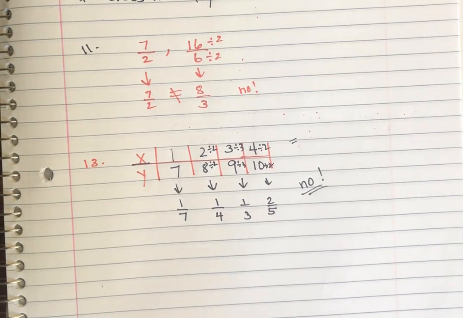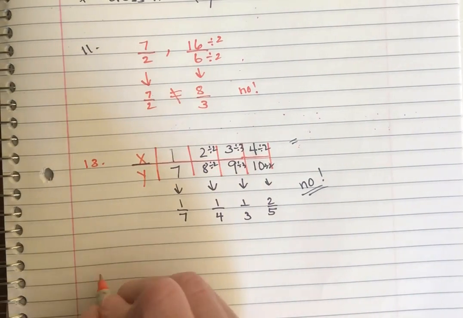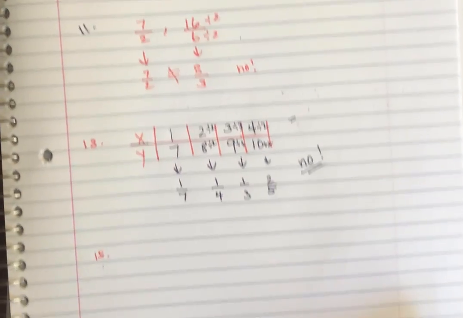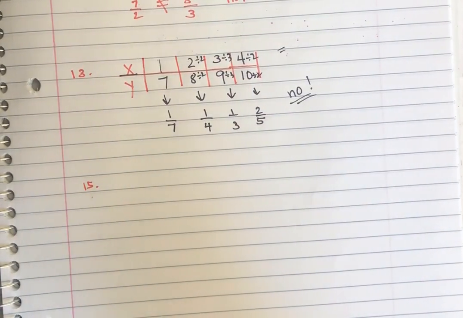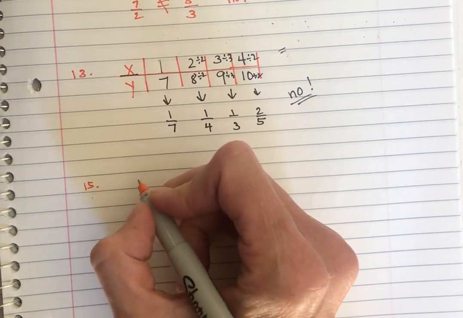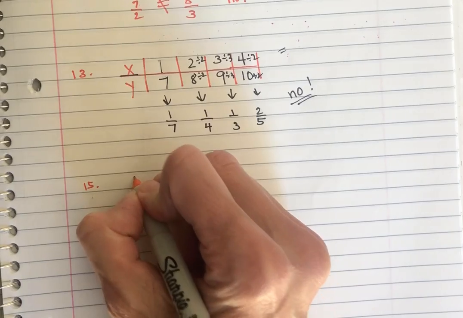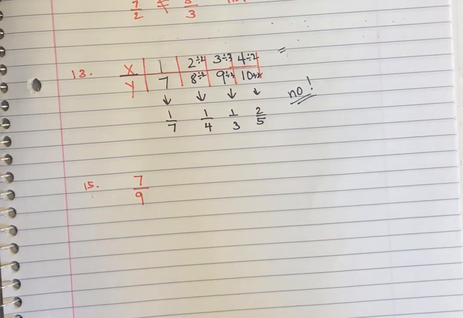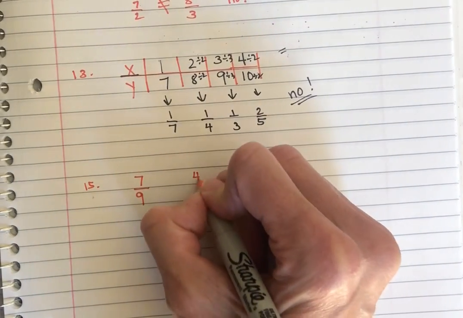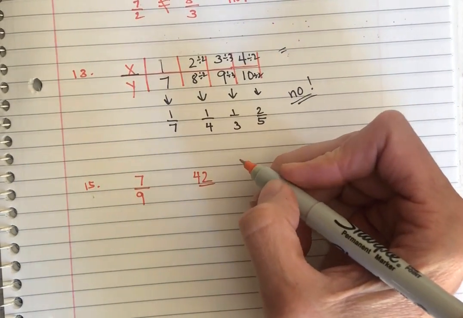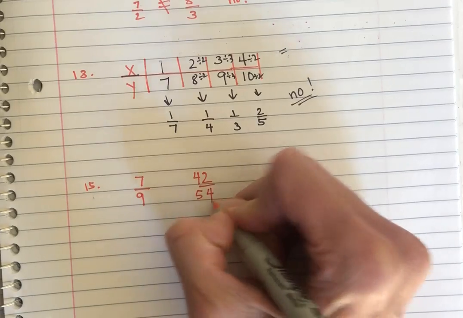Okay? Number 15, tell whether the 2 rates are proportional. Remember, rates are just ratios that have different units. So we will just take those words given and we'll write them as fractions right away. So for number 15, it tells us 7 inches in 9 hours. So I'm going to write that as 7 to 9. And then the second rate given was 42 inches in 54 hours.